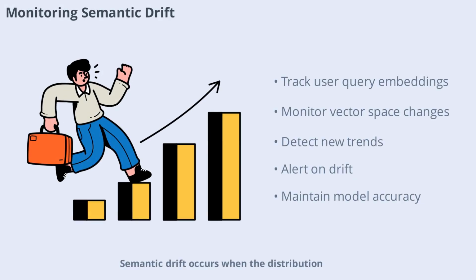Semantic drift occurs when the distribution of real-world user queries changes over time, such as new trends or broken features. To monitor this, extract embeddings from incoming user queries and calculate a moving average of their vector space distribution. If the distance from the baseline shifts dramatically, trigger an alert. This proactive monitoring helps you detect and respond to changes in user behavior or model performance quickly.